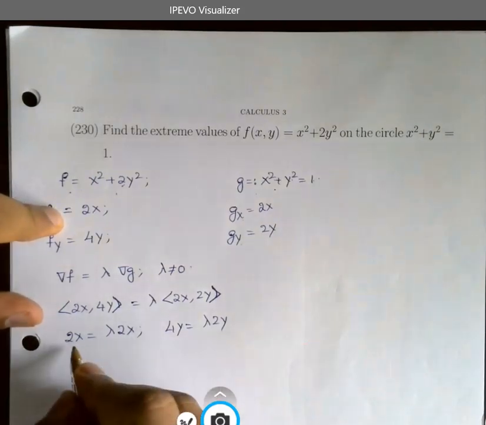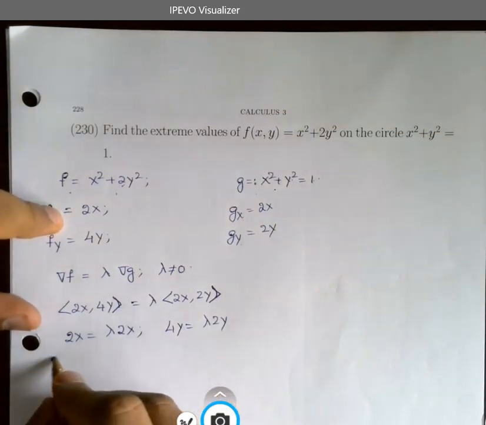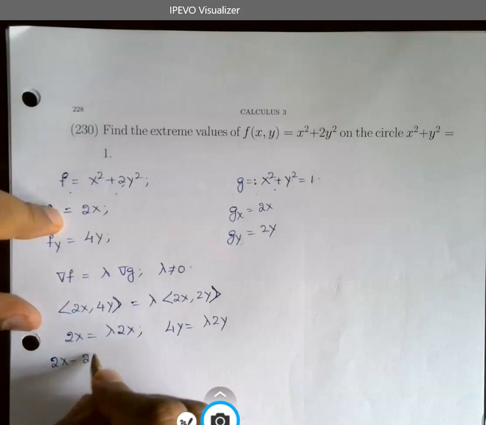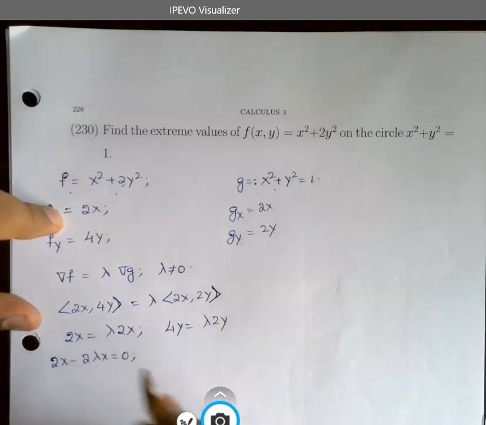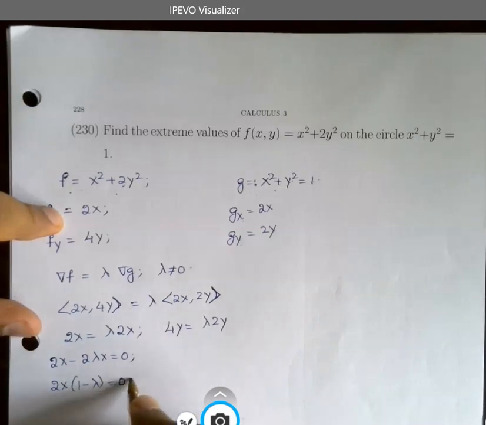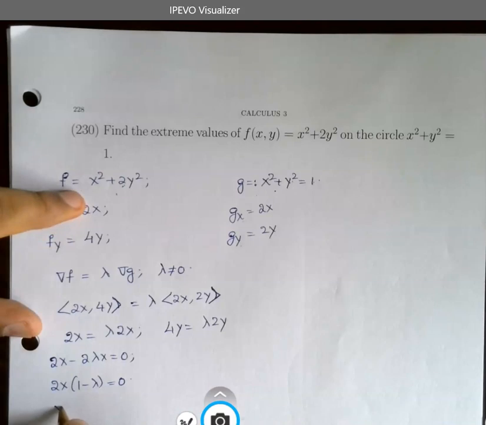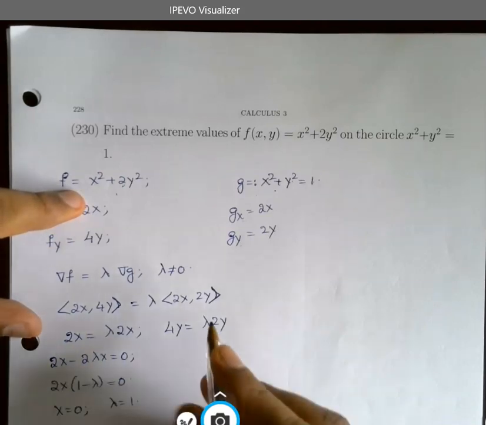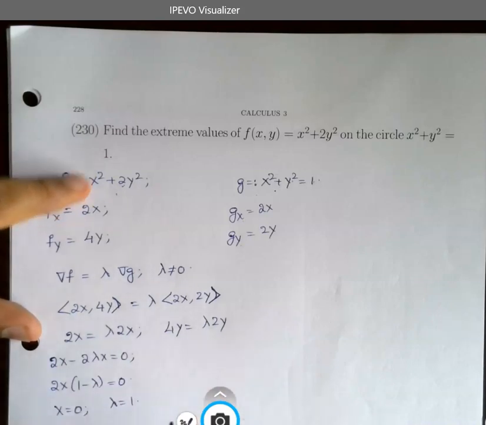From here you subtract and you get 2x minus 2 lambda x equals 0. Factoring out 2x, you get 2x times (1 minus lambda) equals 0, which means you get either x equals 0 or lambda equals 1. Let's look at this carefully.